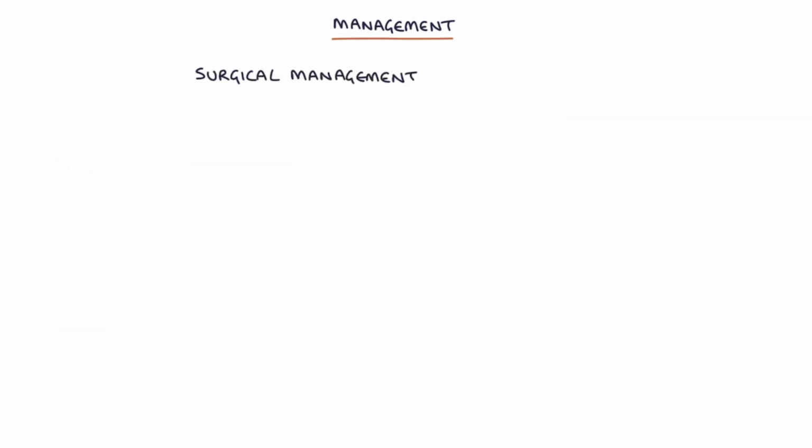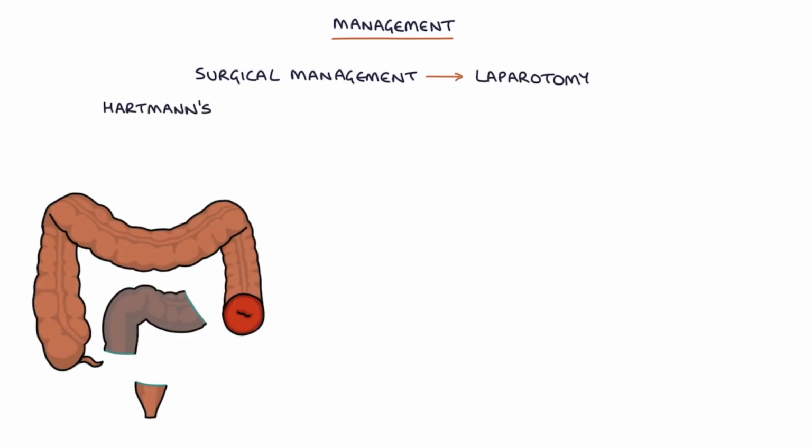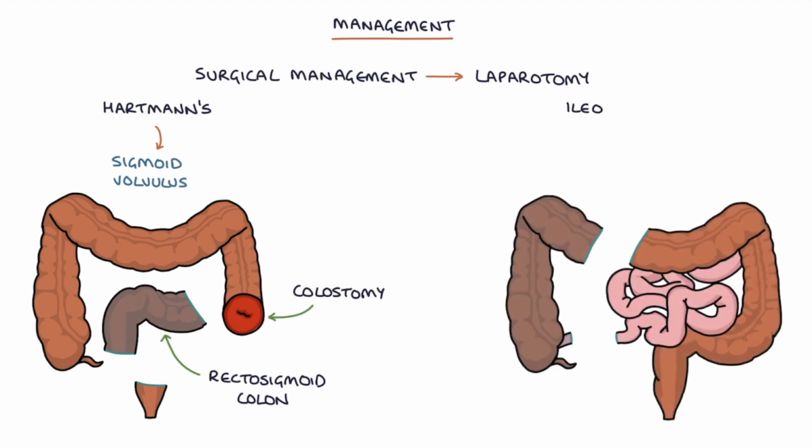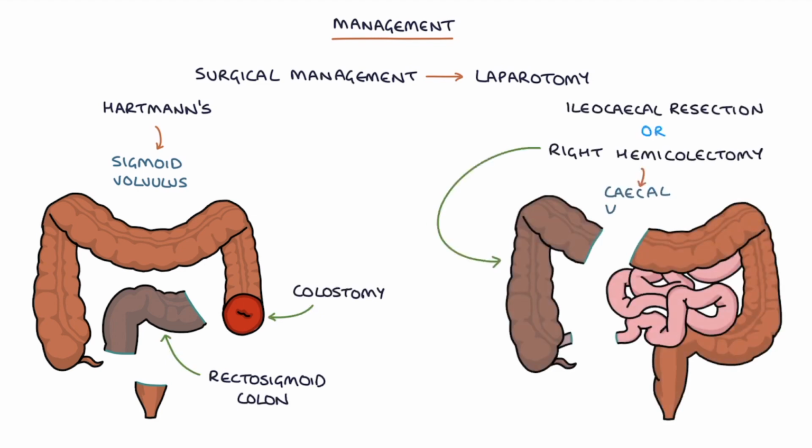Surgical management of a volvulus involves a laparotomy, which is open abdominal surgery, a Hartmann's procedure for a sigmoid volvulus, which is removal of the rectosigmoid colon and formation of a colostomy, and an ileocecal resection or right hemicolectomy for a cecal volvulus. Essentially, surgical management involves removing the section of bowel that's affected by the volvulus.